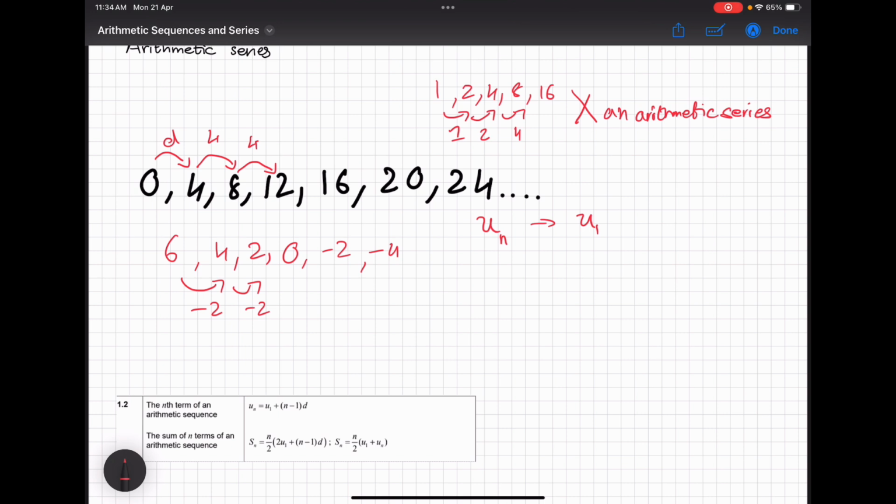So for the first series that we did here, u1 is equal to 0. In this series here, u1 is equal to 6. u3 would be the third term, so in this case u3 is equal to 8, and here u3 is equal to 2. So u is just used to refer to term. u1, which is the first term, can sometimes also be written as a, but this usually doesn't happen in the IB.